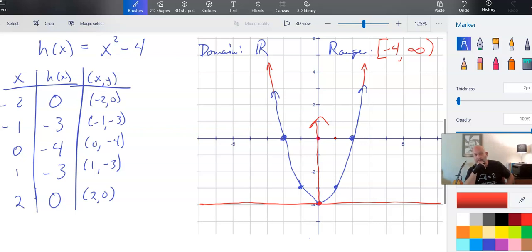You have to do it geometrically right now with the domain and the range. You just have to get it plotted and then take a good look at it and figure out what you're looking at. All right?